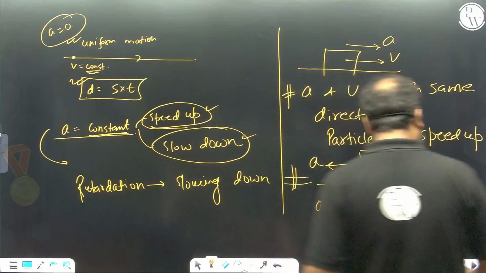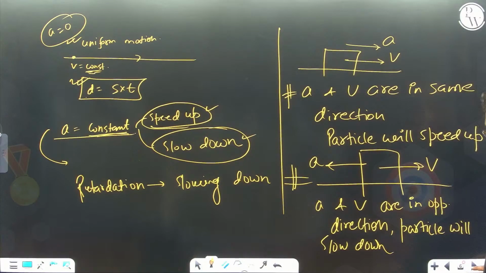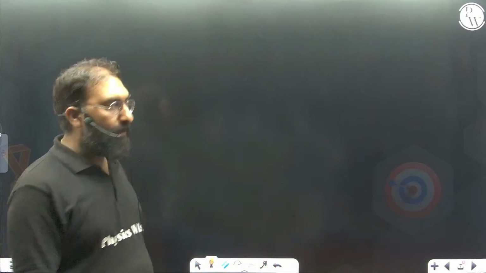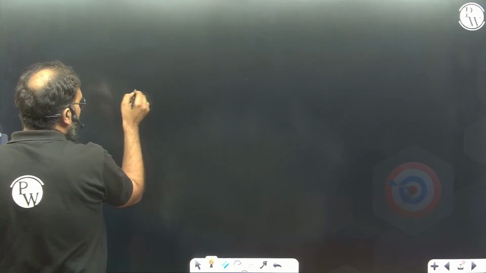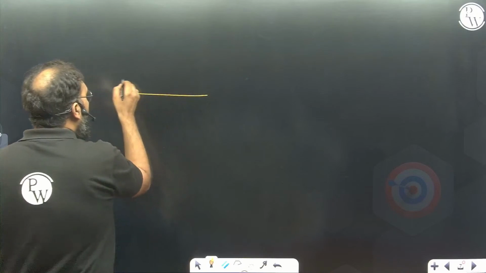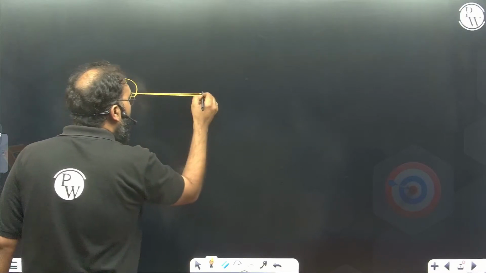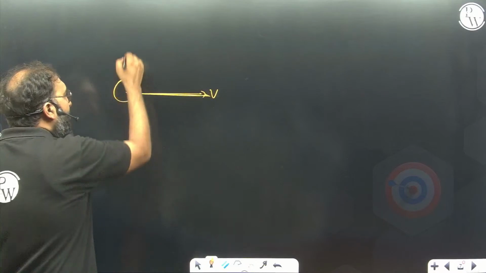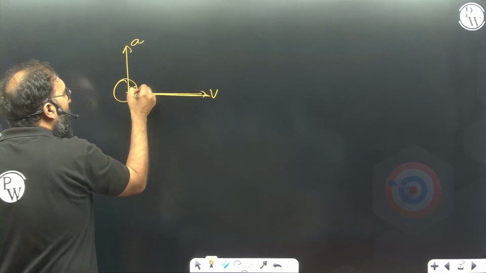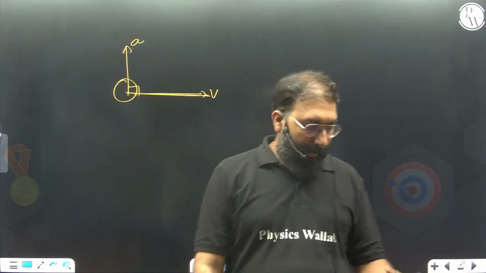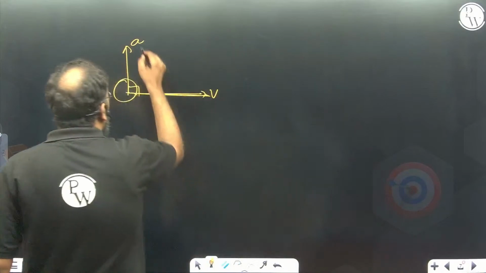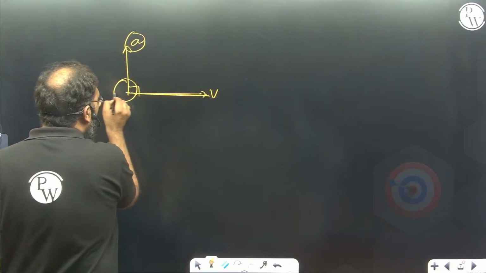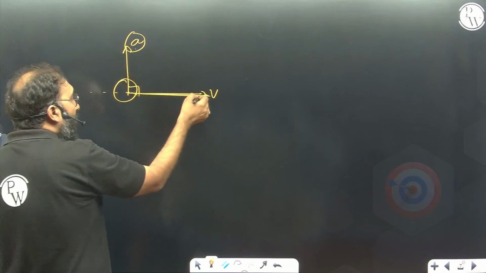Now coming to the next part. I have told you about the two different aspects of acceleration. Now coming to the third part, let's say there is some situation when the particle's velocity is in this direction and the acceleration is acting perpendicular to the velocity. When velocity and acceleration are perpendicular to each other, what will happen? Since this acceleration is perpendicular to the direction of velocity, it cannot change the magnitude, right?